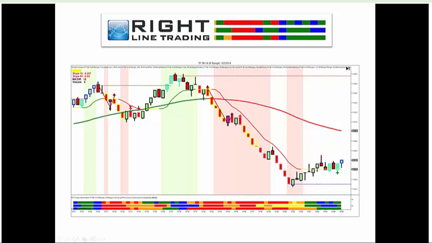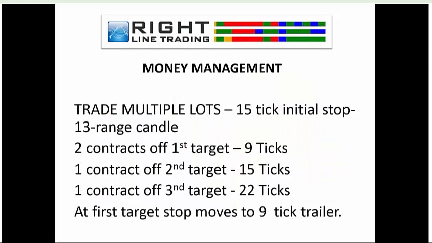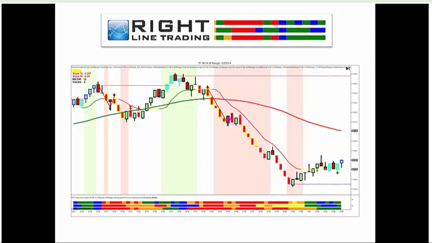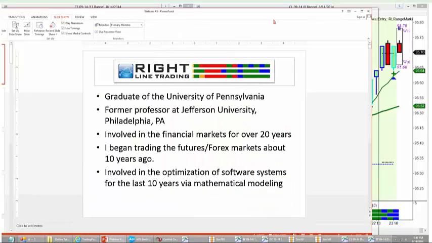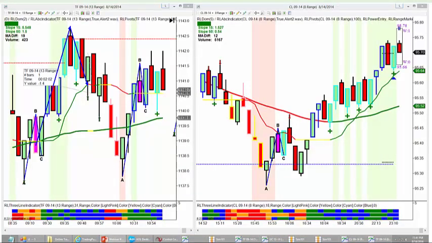Okay, now I've got to money management. Before I do that, I want to take you to the platform and show you our actual NinjaTrader platform. Let me see here if I can do this correctly. Can everybody see the NinjaTrader platform? Can you see that okay? Can somebody give me a yes if you can? Okay, great.